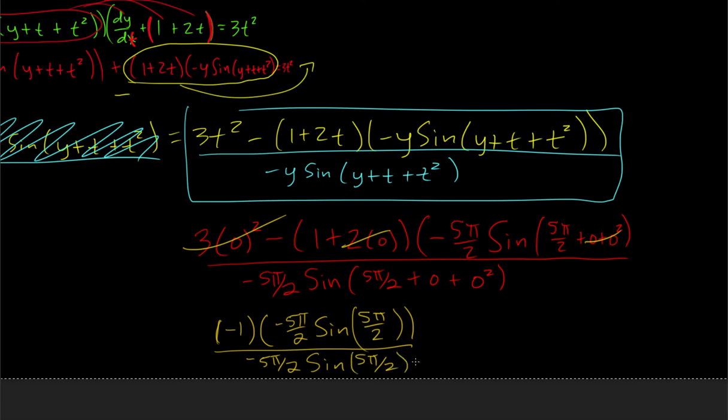And so what's going to happen? Negative 1 times this is just going to get rid of those negatives. And so we have 5π/2 sine of 5π/2 over negative 5π/2 sine of 5π/2. So we have essentially something over the opposite of itself. So that's like saying 1 over negative 1, which is just negative 1.